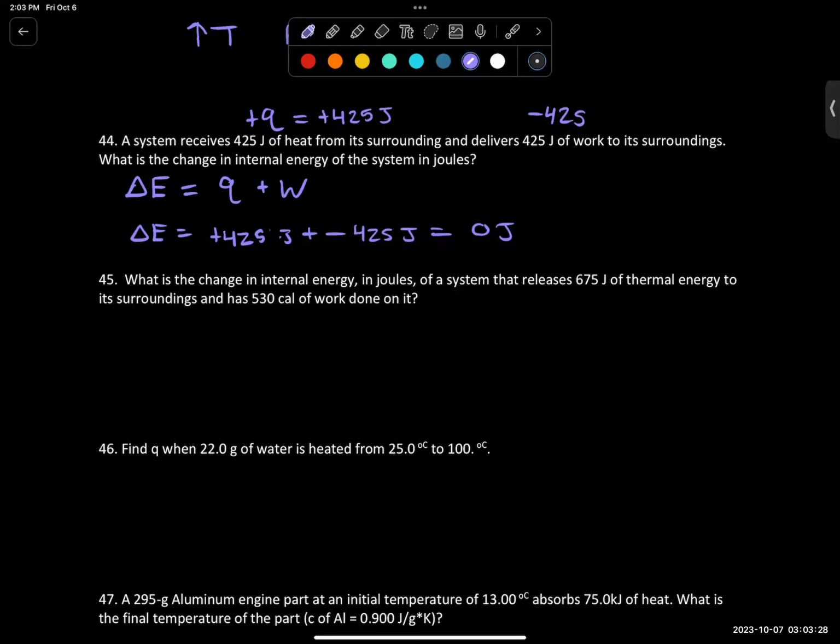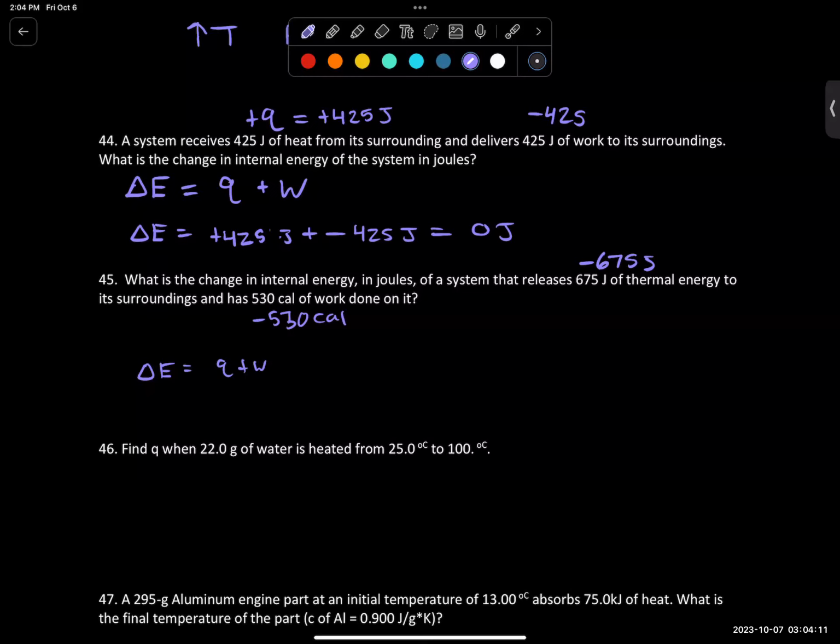Okay, yeah, that's right. So 675 joules of thermal energy is released, so it's going to be negative 675 joules. And then 530 calories of work is done on it. Negative or positive? Positive, right? Because work's being done on the system, that means something is putting energy into the system in the form of work. If something's putting energy into the system, that means the system's gaining that energy. So it's gonna be positive 530. Our delta E is equal to Q plus W. But we gotta be careful about the units that we have here.